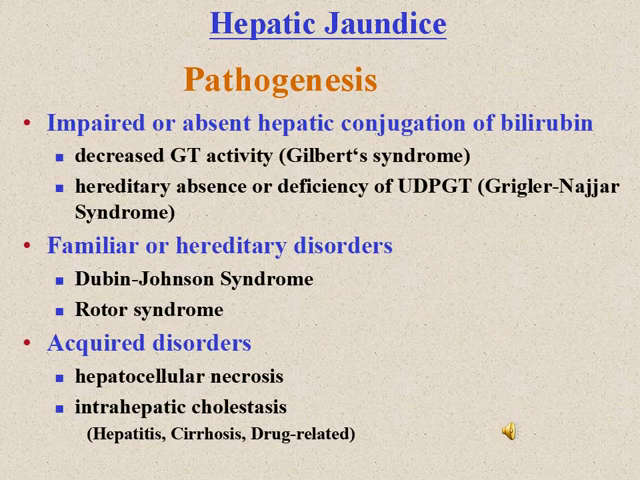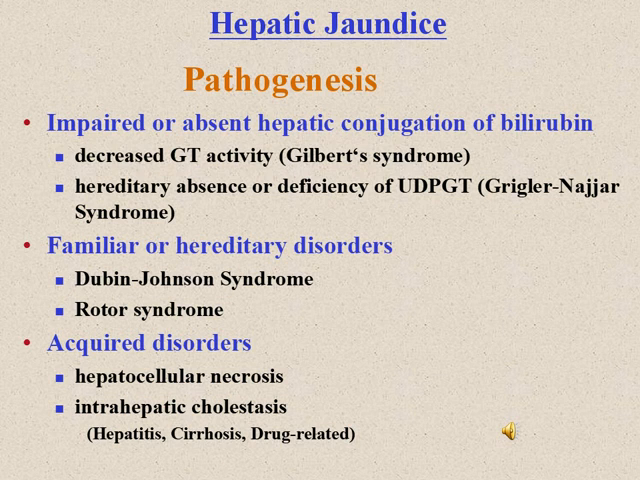Pathogenesis of hepatic jaundice. There is impaired or absent hepatic conjugation of bilirubin. Causes are familial or hereditary disorders, and acquired disorders. Impaired or absent hepatic conjugation of bilirubin, we already discussed in our last classes: Gilbert syndrome and Crigler-Najjar syndrome. In Gilbert syndrome, there is decreased glucuronide transferase enzyme, and in Crigler-Najjar syndrome, it's a hereditary absence or deficiency of UDP glucuronide transferase enzyme.